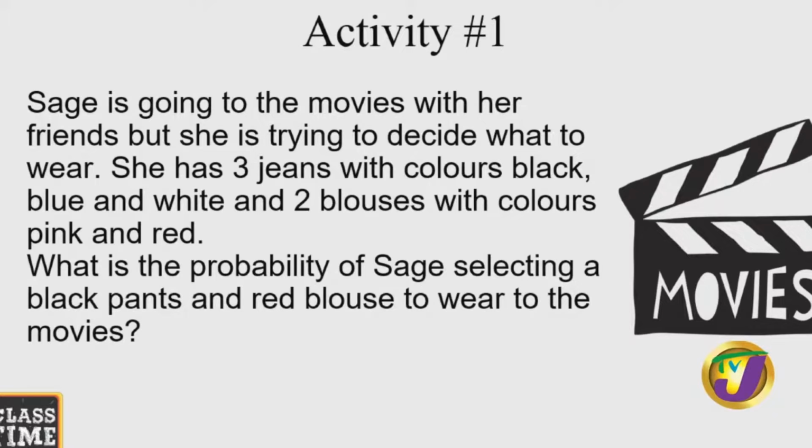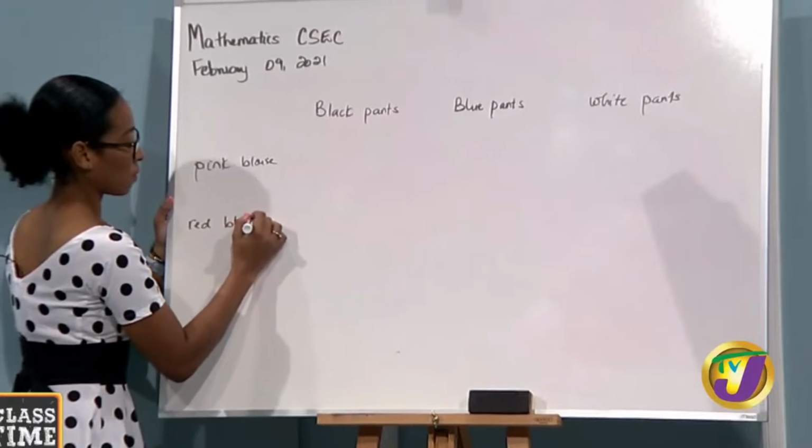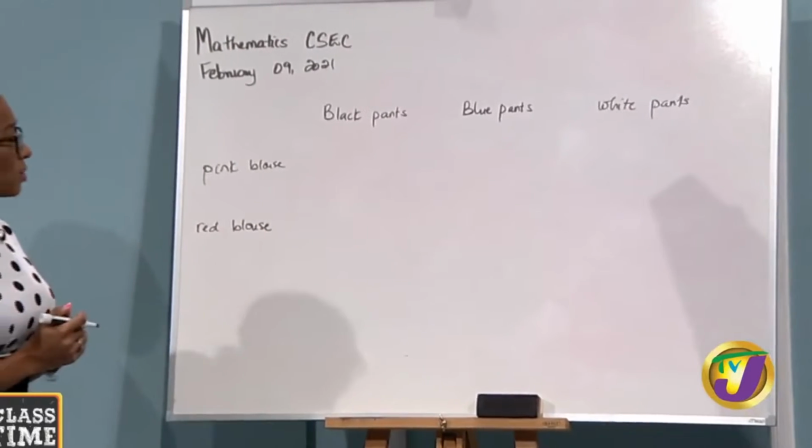And for the blouses, she has a pink blouse and a red blouse. Pink and red, right. So she has more clothes, but she just wants to wear these. Yes, these are the colors she's thinking about for the movies.